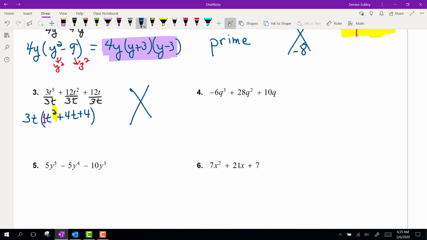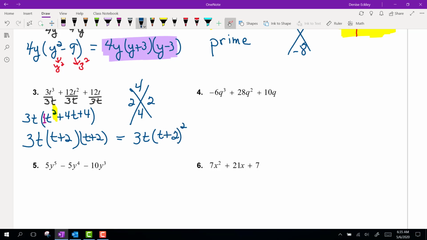So 2 numbers that multiply together give me 4, and when added give me 4. So that's 2 and 2. So I'll have my 3t, and t plus 2 twice, and I will simplify this to 3t times t plus 2 squared. So that's our answer to number 3.